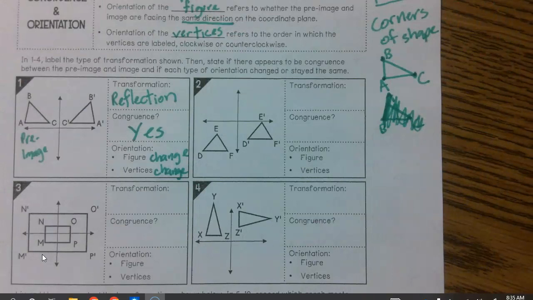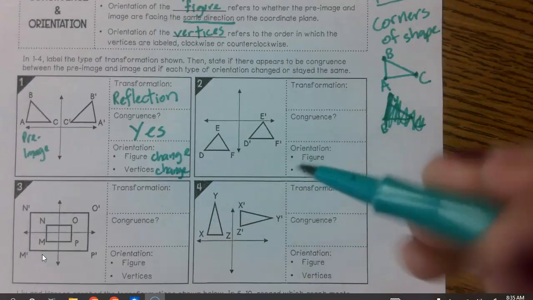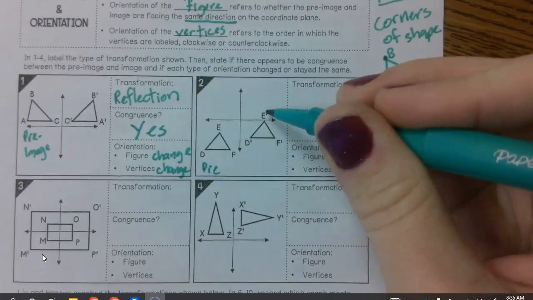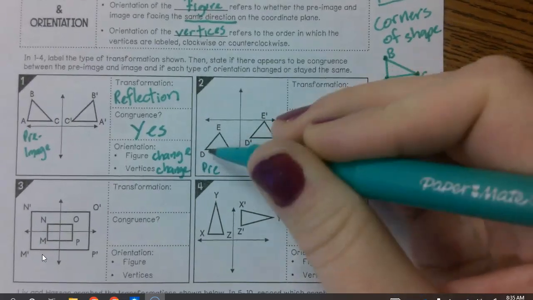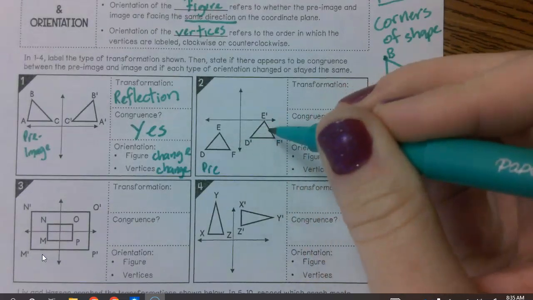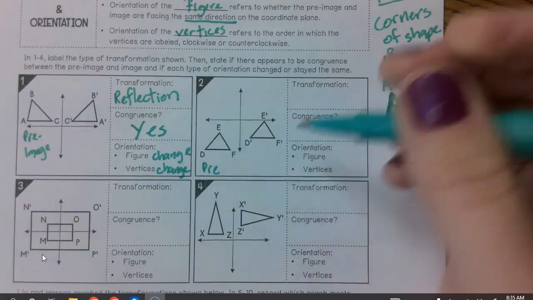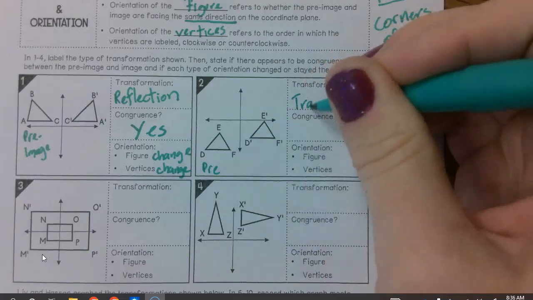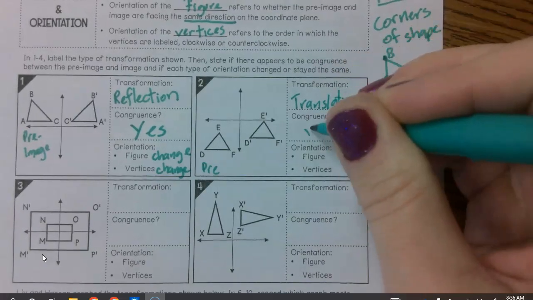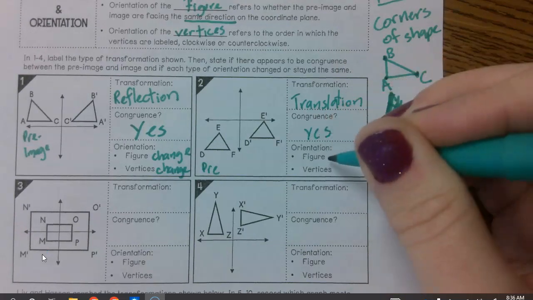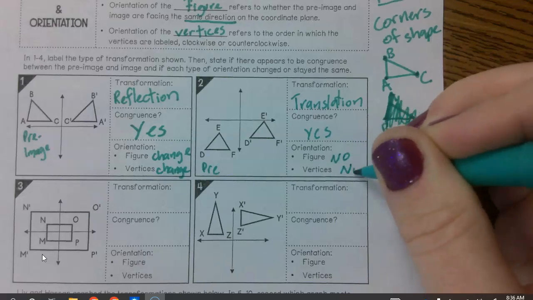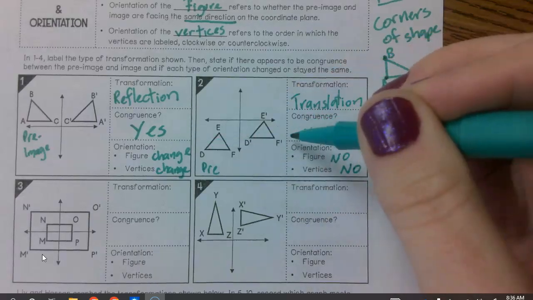Let's look at number 2. If we start with our pre-image, this one, and we move to the image with the primes, what has happened? Well, it looks like this shape has been slid over here. So anything that is a slide is called a translation. Is it congruent? Yes. Did the orientation change? No, because all of the figure and the vertices are the same.